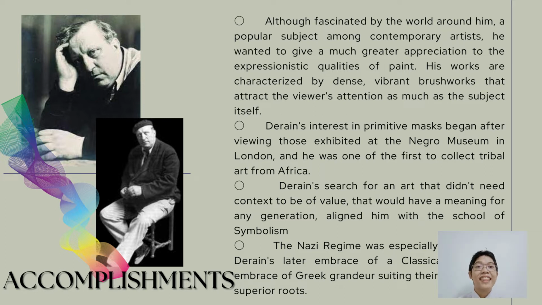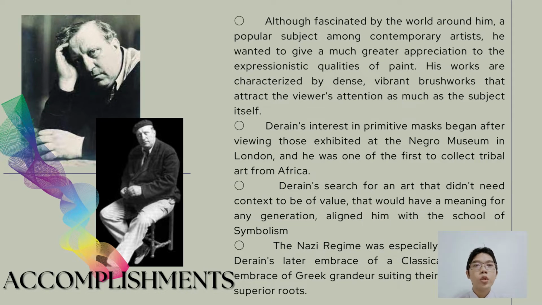Fun fact, the Nazi regime was especially attracted to Derain's later embrace of a classical style, the embrace of Greek grandeur suiting their own claim to superior roots. Yet, his alignment with the Nazi Party during their occupation of France earned him a questionable place in the history of modern painting, forever compromising his revolutionary contributions. So sad, di ba guys?